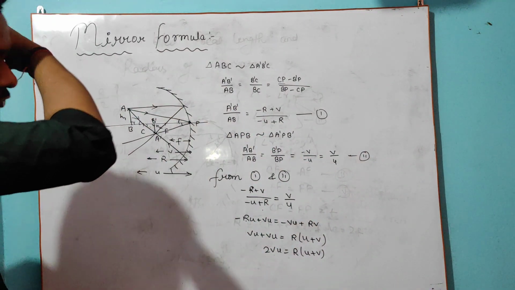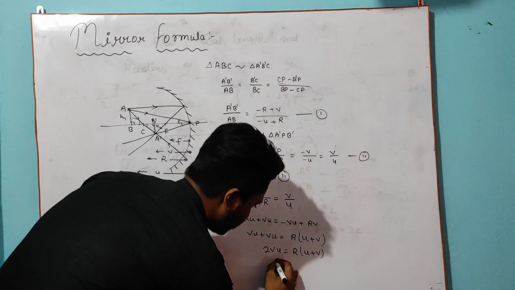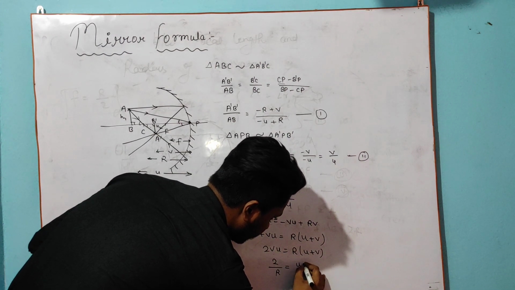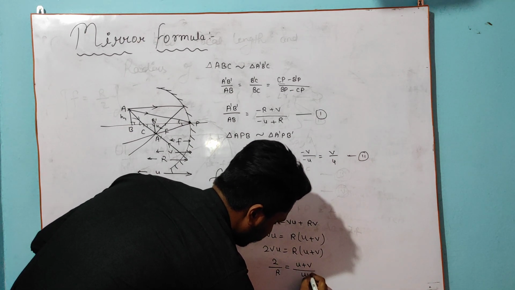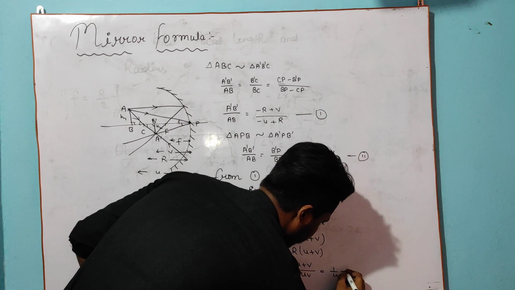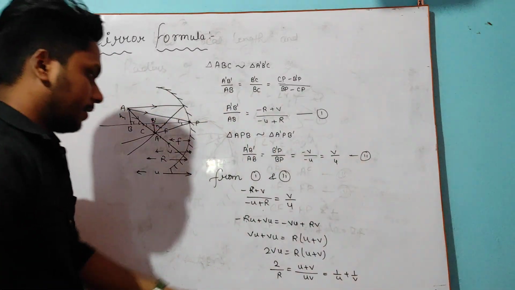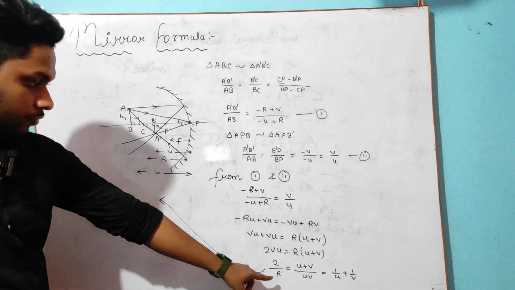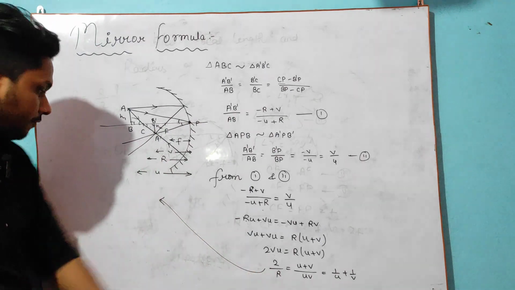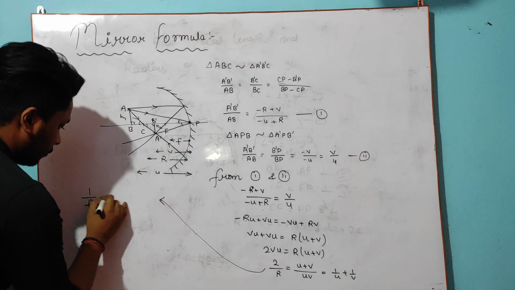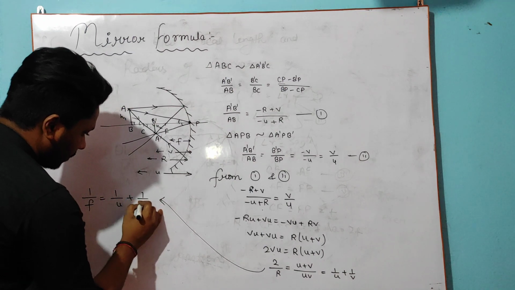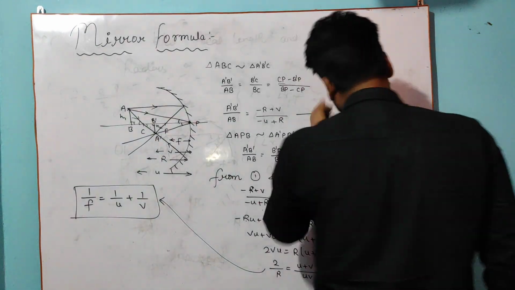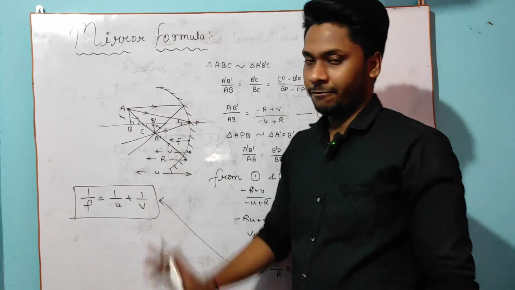Divide both sides by UVR, then this becomes 2 upon R is equal to U plus V upon UV. This is equal to 1 upon U plus 1 upon V. Okay, so from here, what is R by 2? This is equal to 1 by f. So 1 by f is equal to 1 by u plus 1 by v. This is the mirror formula. This gives the relation between u, v and f.